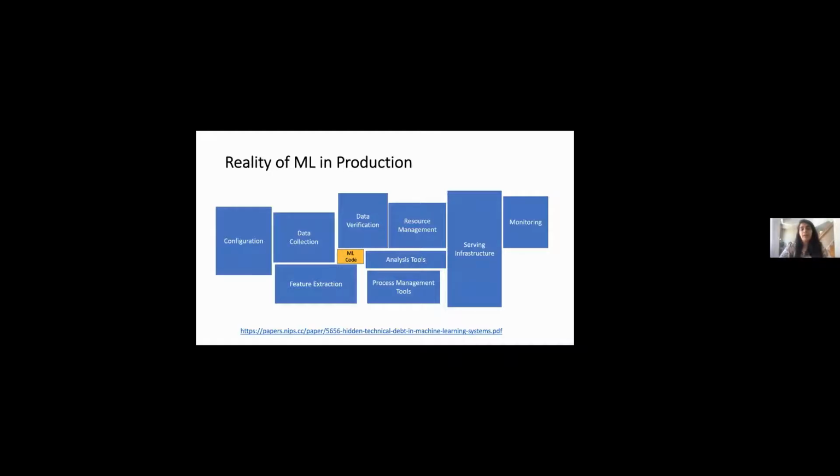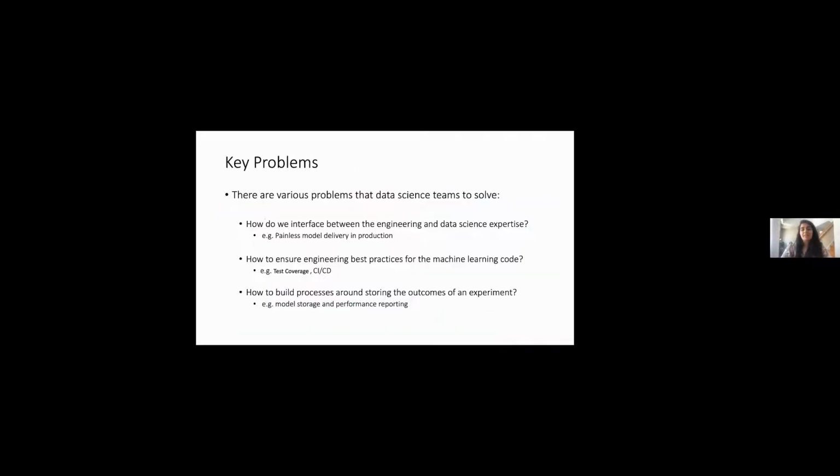There are a lot of components that need to work together in order to make that machine learning model into a product and actually make it live. Some of the key problems that data science teams have these days are the following. How do we interface between the engineering and data science expertise? At times, a data scientist would be working in silos, in a separate environment, completely different from production. So how can a data scientist and a software engineer work together to have a painless model delivery?